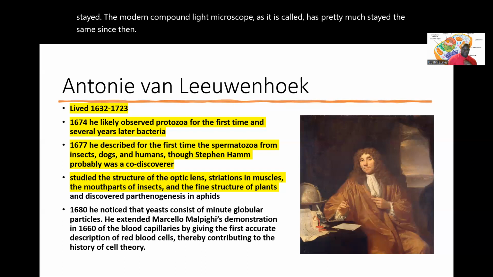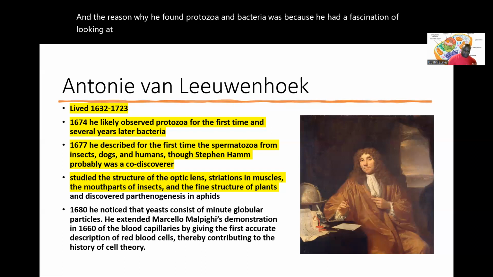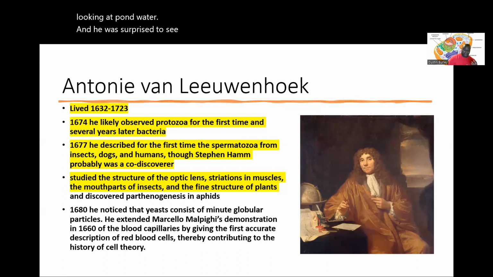The reason why he found protozoa and bacteria was because he had a fascination of looking at pond water. And he was surprised to see one celled organisms, which he called little animals because he didn't know the proper name. And he looked into different other species.